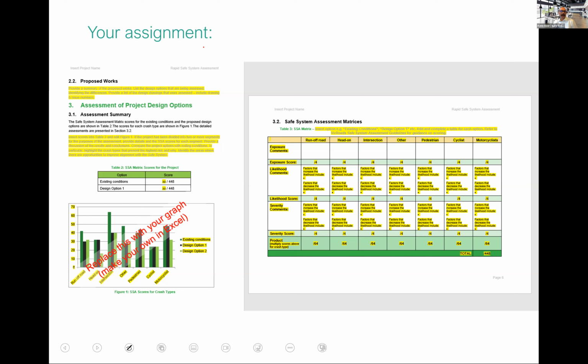You'll be given a template safe system assessment document, and there will be yellow highlighted sections like you can see on the screen, and that is what you will be working on. There will be some non-highlighted sections, and you don't need to do that. We're trying to streamline this assignment activity to keep it as short in time as possible. But you will actually do a bit of a safe system assessment on this design that we've provided you.